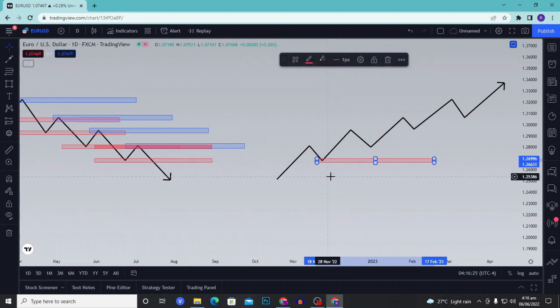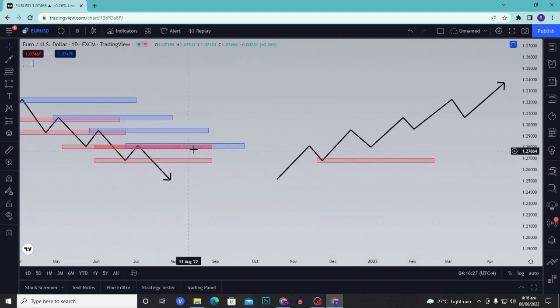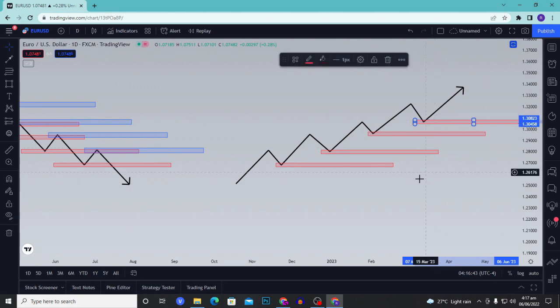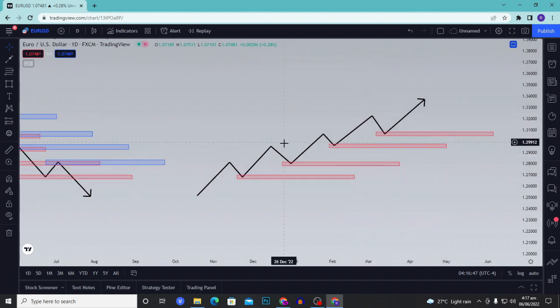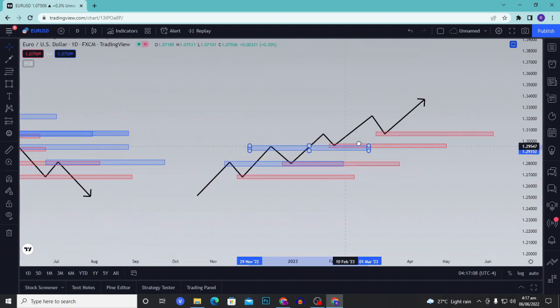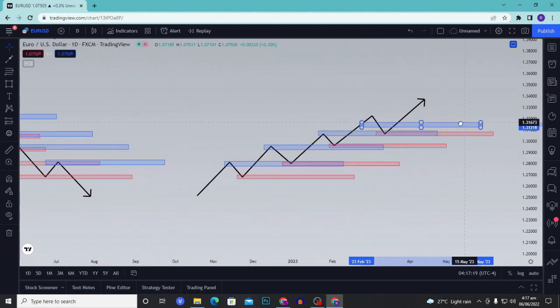So our very first support zone right here. We have another one right here, another one here, and our last one right up here. So these are our support zones. Now let's draw out our resistance zones. So we have our first resistance zone right here, then our second one right here, and finally our last one right up here.